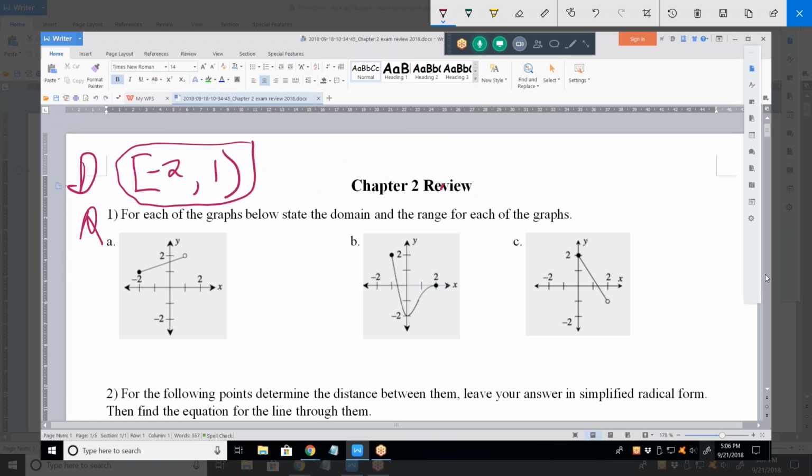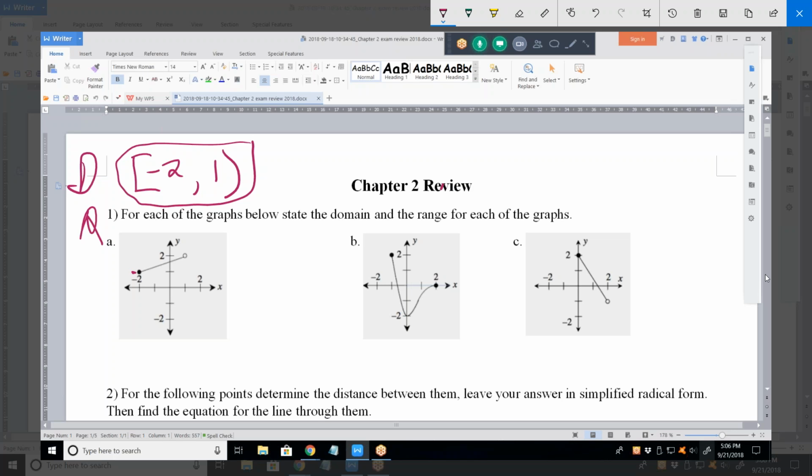Now, what's the range? -2, 1. Train your eyes to look up and down only. So what is the y value right there? 1. And you're always starting from bottom and going to top. You gave it correct, you just went from top to bottom. And in interval notation, what is it?